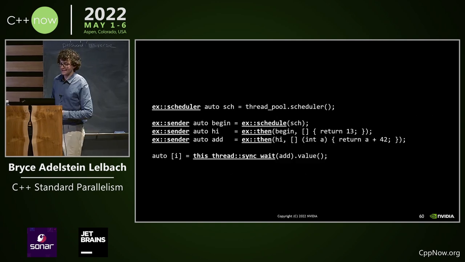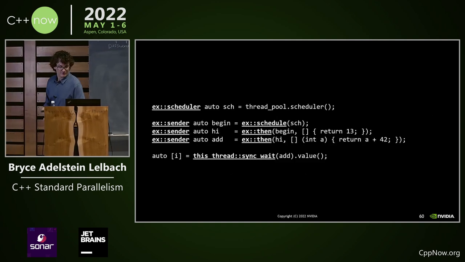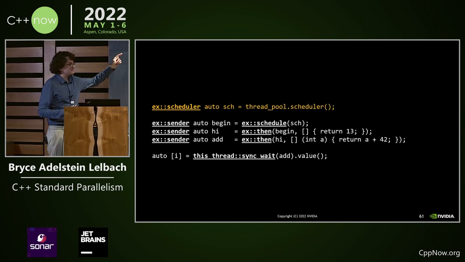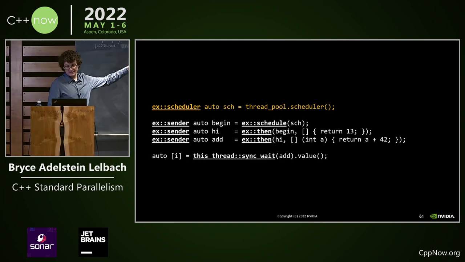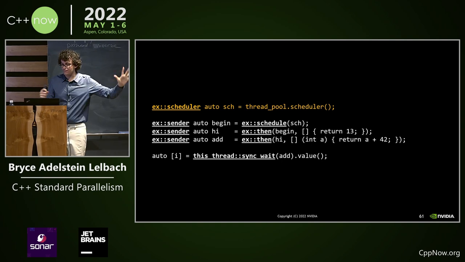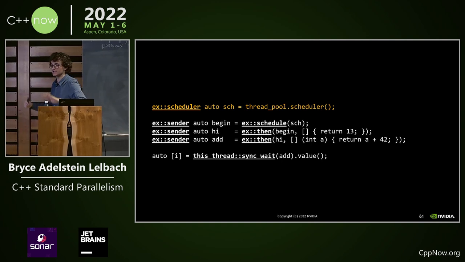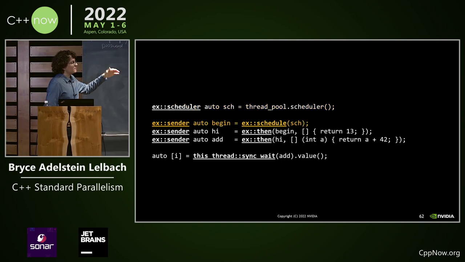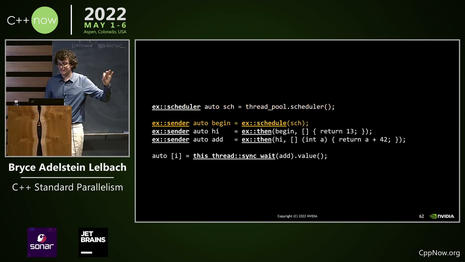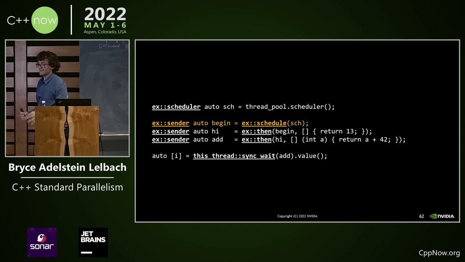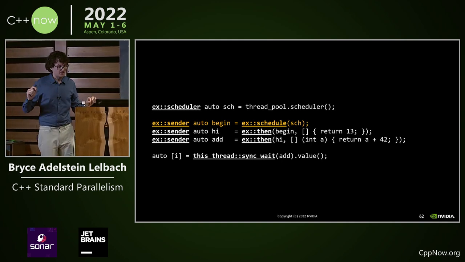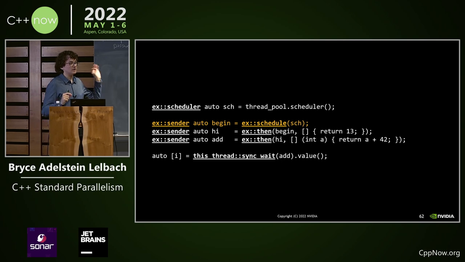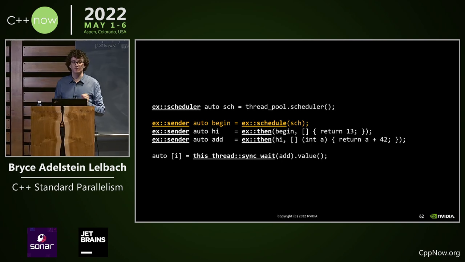All right, so let's look at a simple example. First, we need to get one of these scheduler things. And we might get this from a thread pool, or a tasking system, or a GPU driver, et cetera. Then once we have a scheduler, we can start a chain of work on it by calling schedule on that scheduler. And that will return us a sender object. And that sender will complete on the execution context associated with the scheduler.